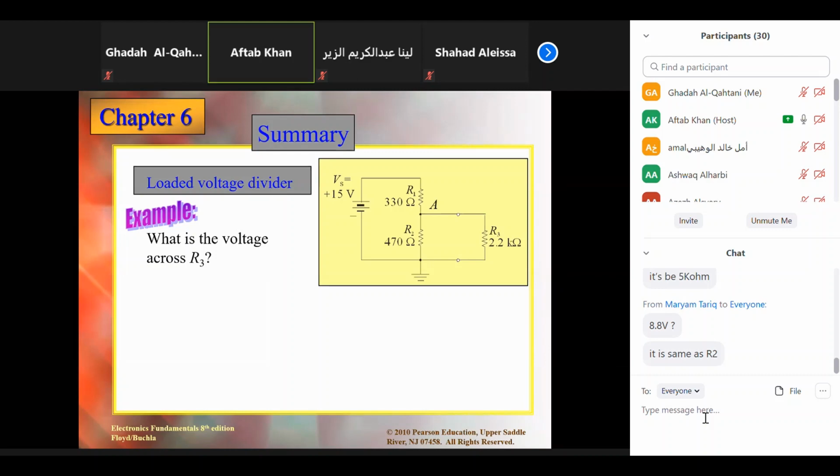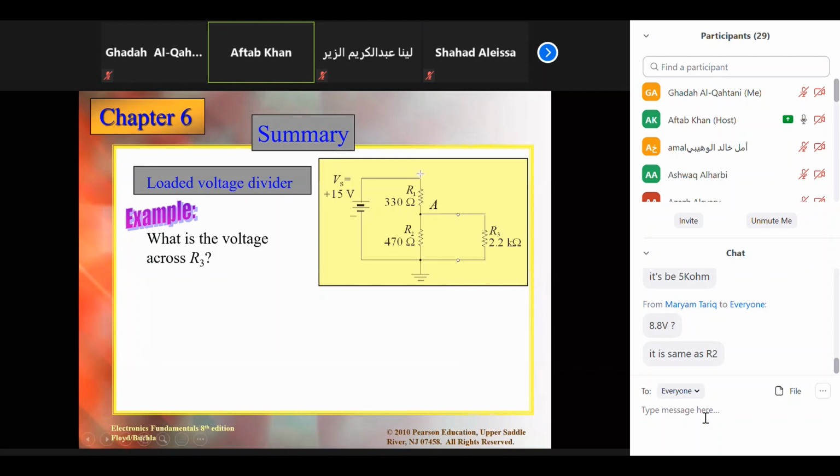Yeah, Mariam, it is 8.8 volts. It will be the same as across R2 definitely because they are in parallel. So if you calculate V2 and V3, they are going to be the same. But how you will calculate, this is the point. As Fatima said, can we calculate the total current? Yes, you can calculate the total current, no problem.